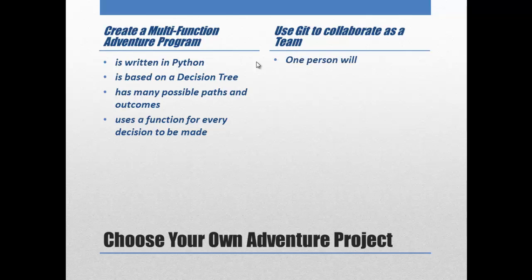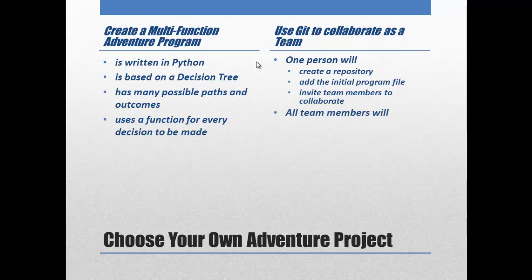First of all, one person from every team should do the following. Create a repository, and I'll walk you through all these steps. Add the initial program file, and I'll show you the template that we're going to use. It's just one way of solving this particular type of program. Then that one person needs to invite all the other team members to collaborate, and I'll walk you through that as well. Now, every team member, even the one who created the repository, has to clone that repository.